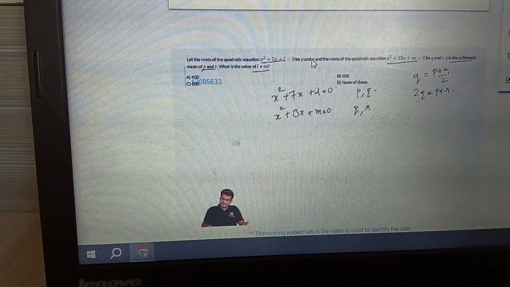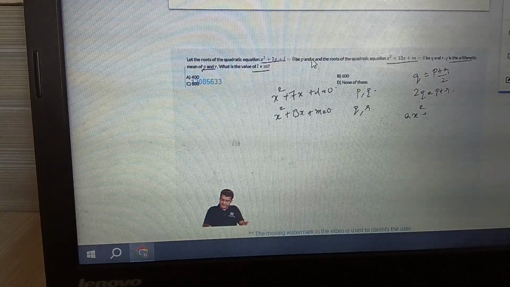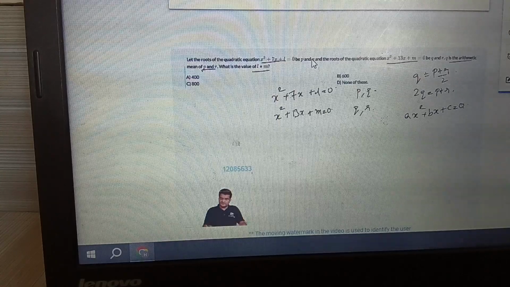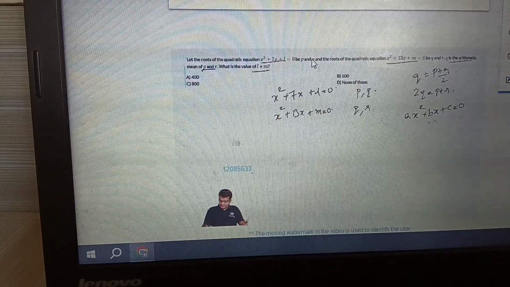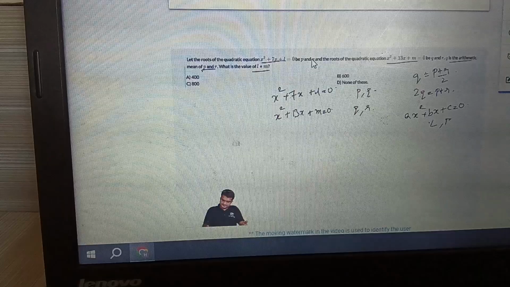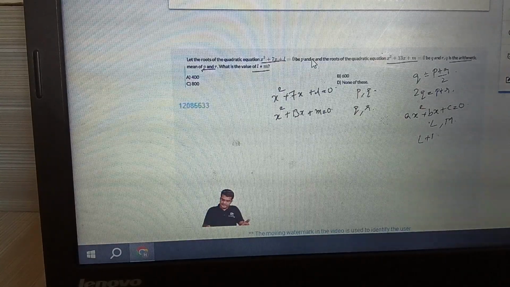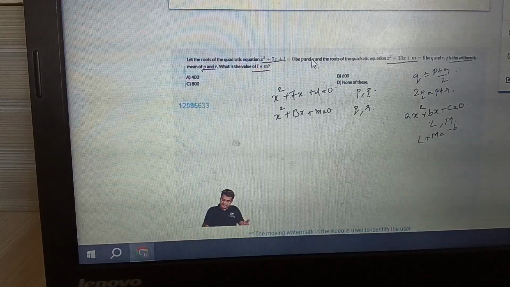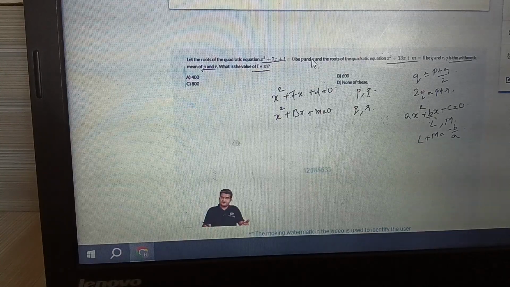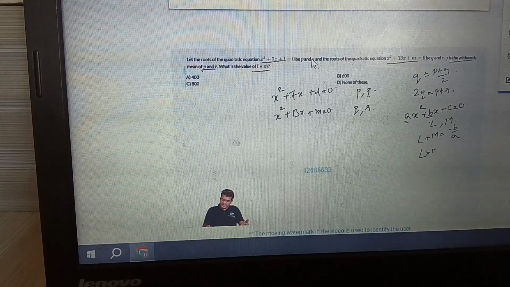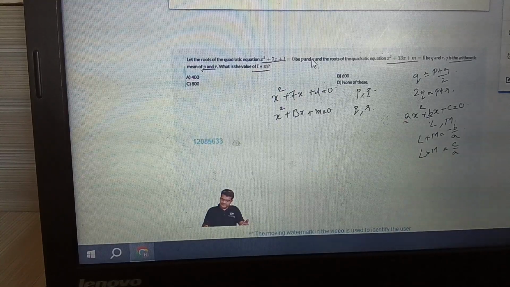In any quadratic equation of the form ax square plus bx plus c is equal to 0, if the roots of this quadratic equation are, say, L and M, then the sum of the roots, L plus M, is equal to minus b by a. B is the coefficient of x and a is the coefficient of x square, and the product of the roots L into M is equal to c by a.